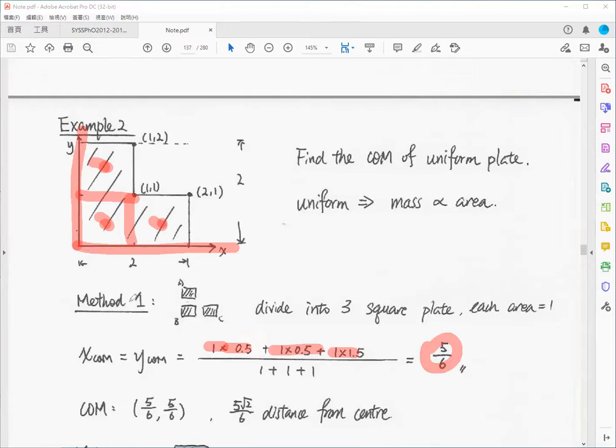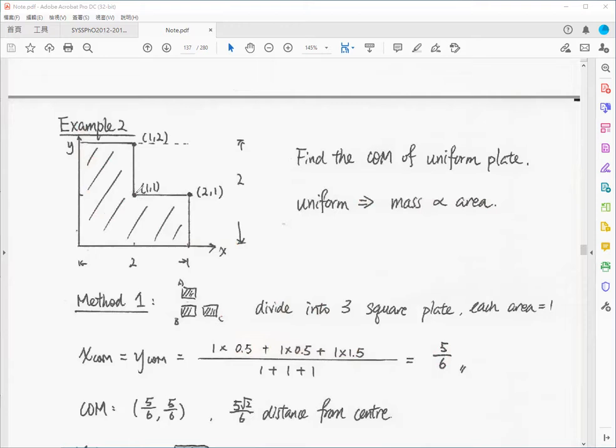Be also aware that's why I put 1 here. 1 is their mass. Now if this is a plate, that means a sheet or lamina, then the mass of this square is proportional to the area. Because these 3 squares' areas are the same, I just put 1 here, because their masses have a ratio of 1 to 1 to 1. But if the mass is not equal, then you can't do it.